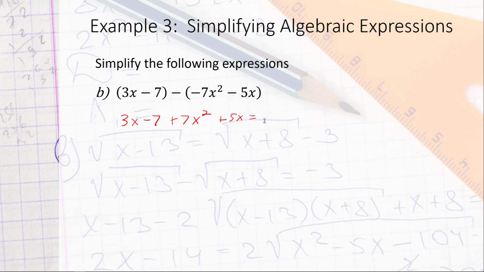Now we can group up the like terms. We will have 7x squared. That's by itself. Then we have a plus 3x plus 5x. And then we have a minus 7. And that will give us 7x squared plus 8x minus 7.